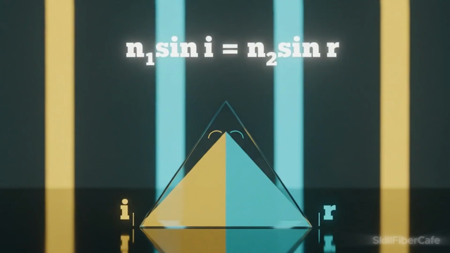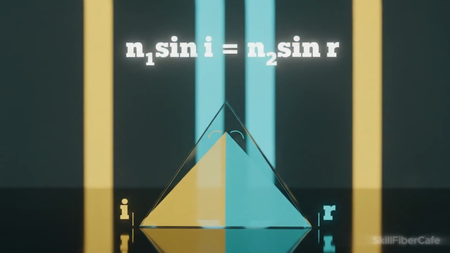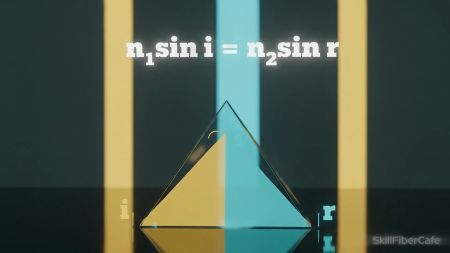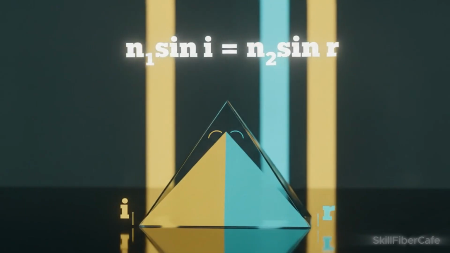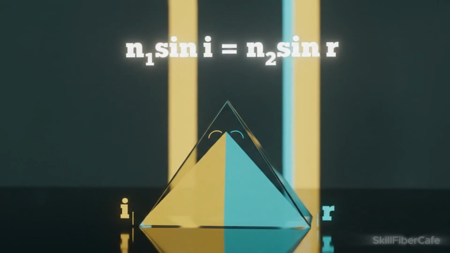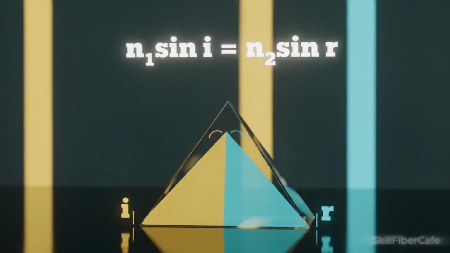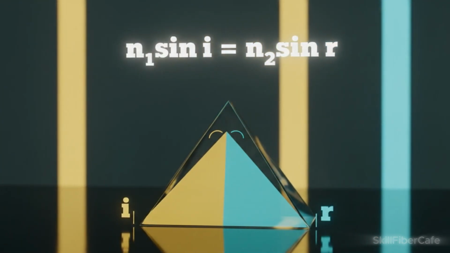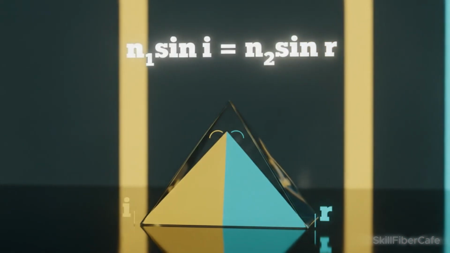The exact calculation of light bending is defined by Snell's law: n1 sin θ1 equals n2 sin θ2. The angles are always measured from the normal line. When light goes from a faster medium, low n1, to a slower one, high n2, it bends towards the normal. Snell's law is the mathematical bedrock for designing lenses and ensuring the correct path for every ray of light.